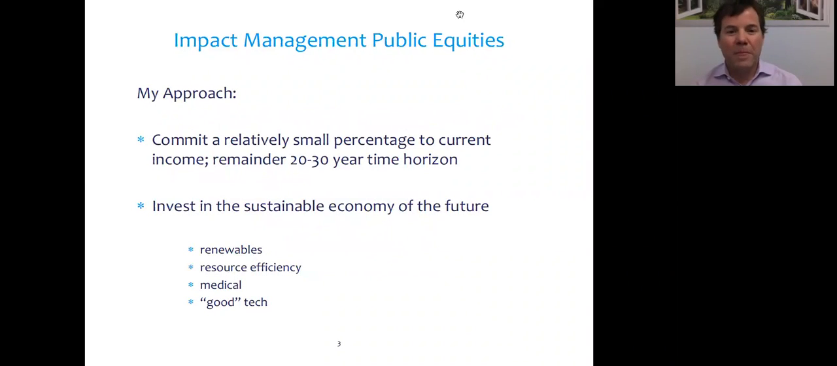Next slide, thanks. So I have my approach with respect to my public equities. Most of that I'm looking at a very long time horizon, 20 or 30 years, and I'm really thinking about what the next economy looks like, the sustainable economy that we're all hoping for in the future. And so I'm investing in the kind of companies that I think will be relevant and will be helping to build and sustain that kind of sustainable economy. So I'm looking at things like renewables, resource efficiency, medical, and good tech. Next slide, please.